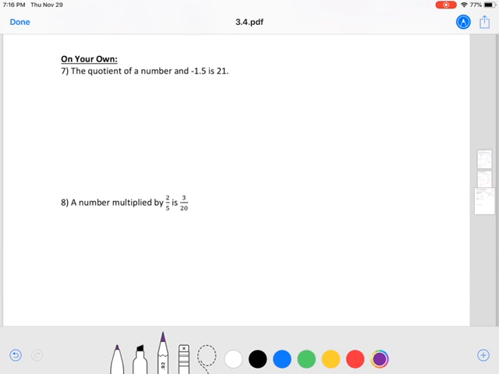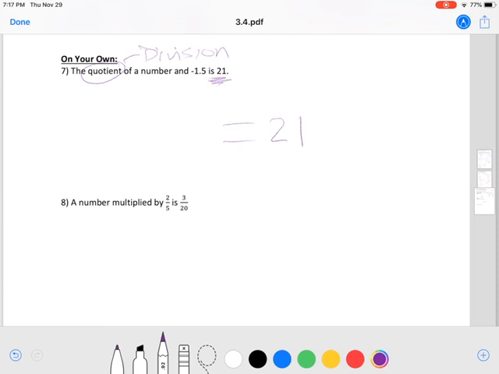All right, so 7. The quotient of a number and negative 1.5 is 21. So for me, I always like to look at that "is." That's always the equal sign, so I like to do that first. So is 21. And then quotient, remember that quotient is division. That is our key term, our key phrase for division. Whenever you see quotient, you know you're going to be dividing. So the quotient of a number and negative 1.5.